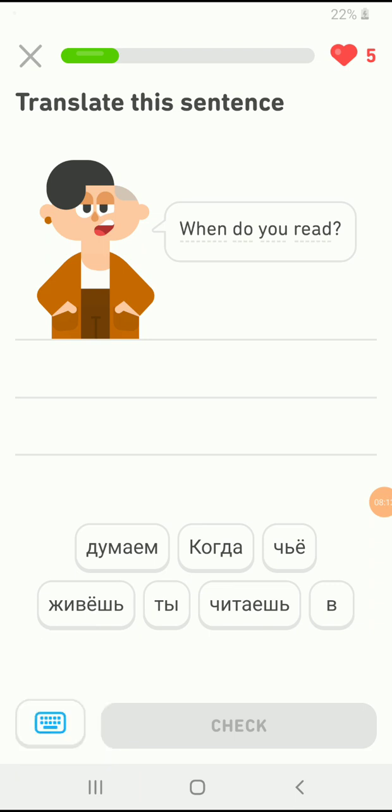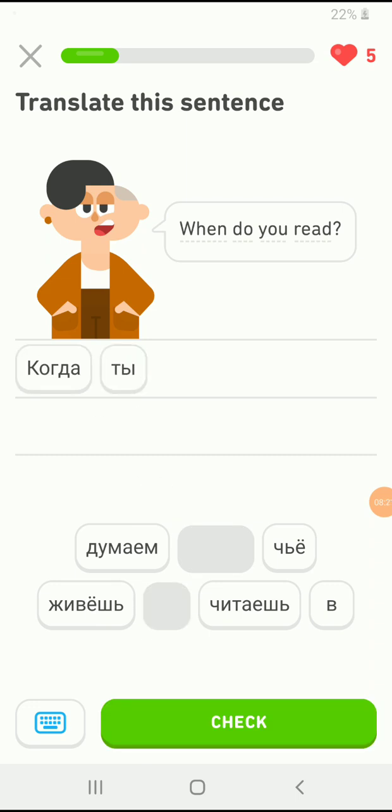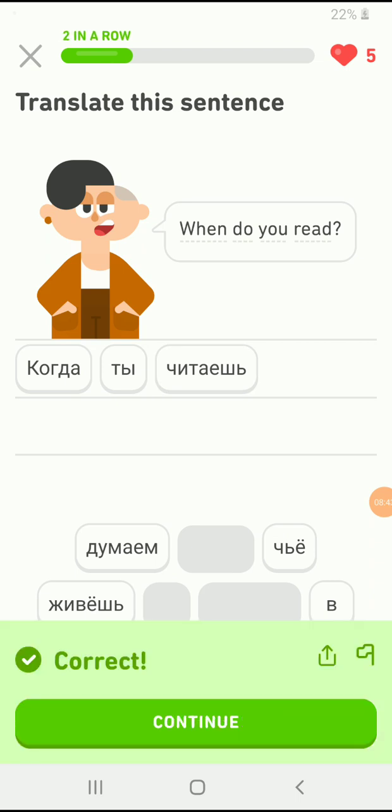Okay, when do you read? Когда ты читаешь? Read. What do we have here? Думаем. Читаешь. Читать, it's to read. So this is correct. Читаешь.